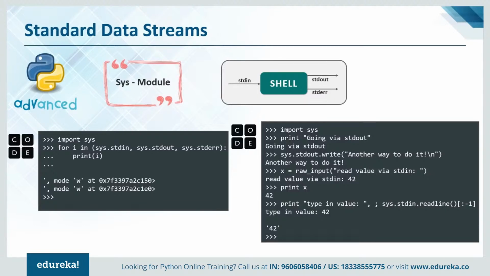It says read value via stdin. Again, the value read is 42. As soon as we print, x becomes 42. X is printed. Next, type in the value. We're actually going to type in a value where we're using stdin.readline to get the input. So type in value. As soon as it says 42, 42 is printed.